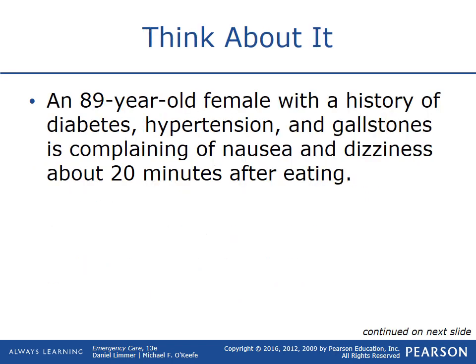So, you have an 89-year-old female with a history of diabetes, hypertension, and gallstones. She's complaining of nausea and dizziness about 20 minutes after eating. What do you think could be going on? The fact that the nausea and dizziness happened after eating could indicate some problems with her gallbladder. So you wanted to get a more thorough history, but also diabetes sometimes presents with pancreatitis, which affects people that have diabetes quite a bit.